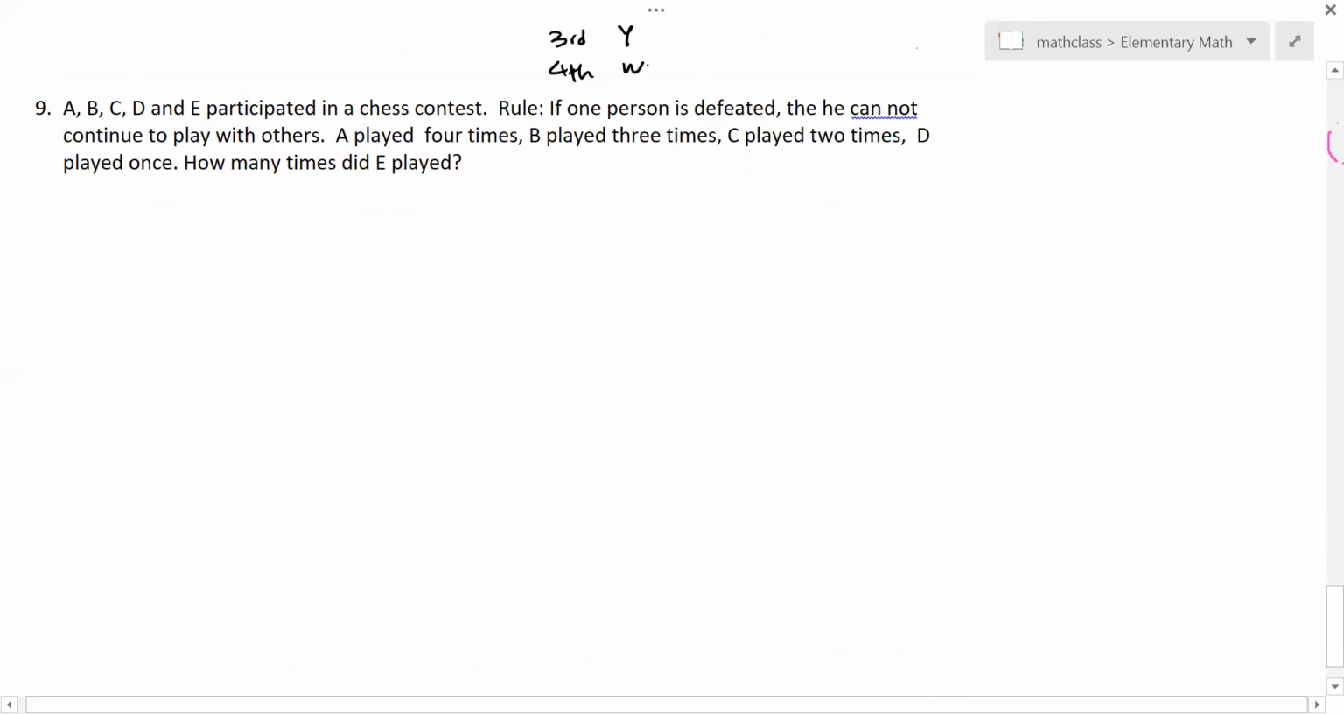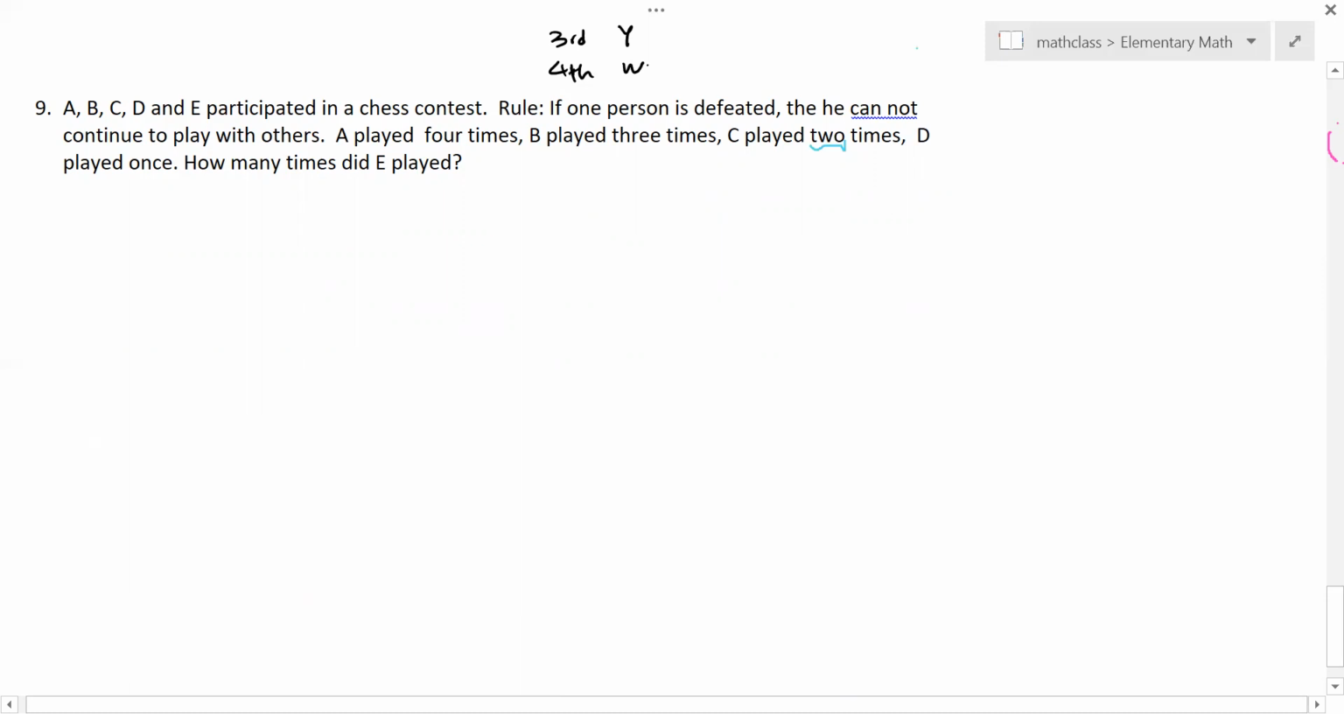We still have one minute, okay? I'm not going to talk on the last one, but I want to talk on number nine. We have A, B and C participating in a chess contest. The rule is if one person is defeated, then he cannot continue to play with others, okay? A played 4 times, B played 3 times, C played 2 times, and D played only once. How many times did E play?